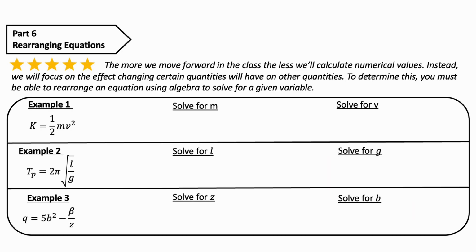Part 6 is our first 5-star section, one of the most important parts that we need to have mastered. In this section, we are rearranging equations. So we are essentially just solving equations for the indicated variable. And you will be doing this over and over and over again all throughout the course.